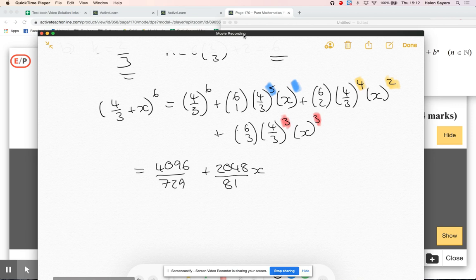That's my x term. Then my x squared term is 6 choose 2 times 4/3 to the power of 4. So 1280 over 27. And x cubed, so 6 choose 3 times 4/3 to the power of 3. Yeah, I'm getting that as the same coefficient.